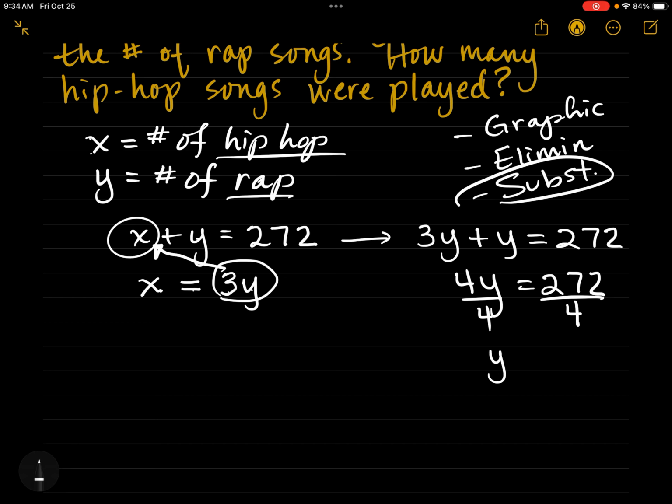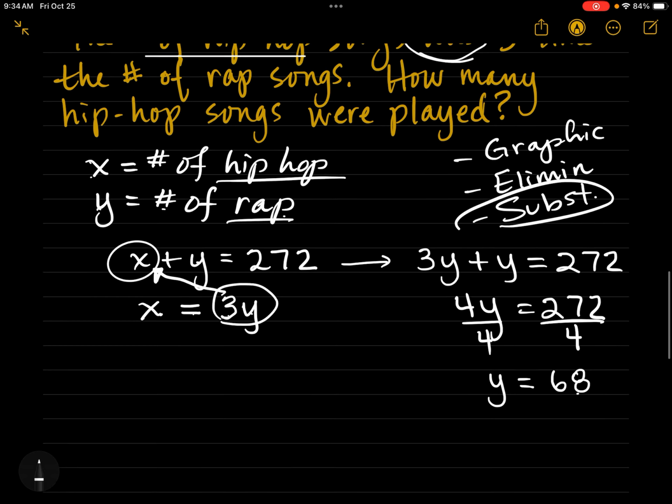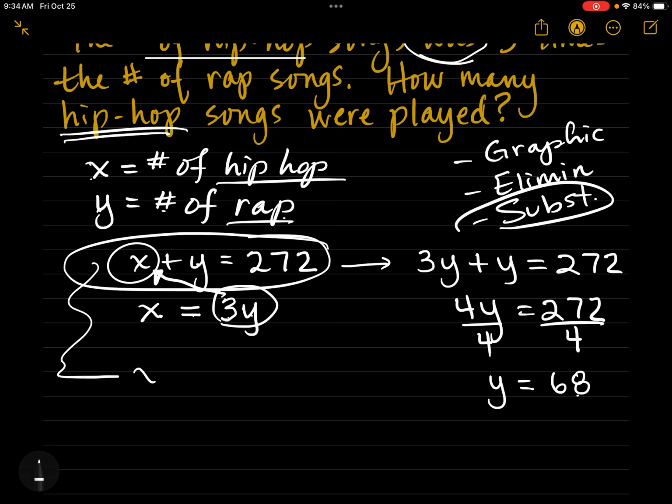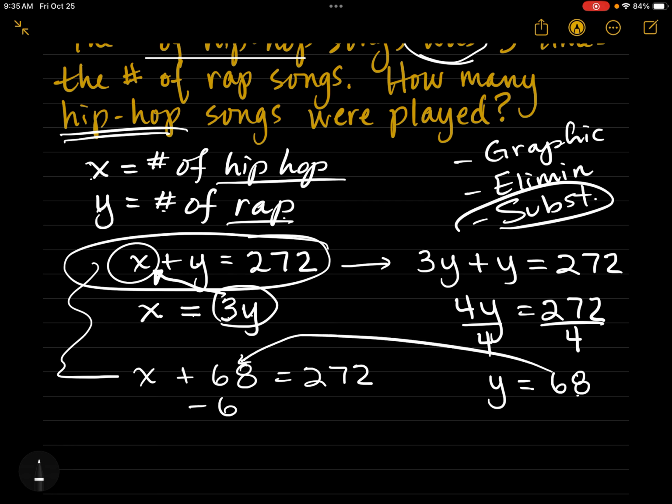That gives me 68. We can easily punch that in the calculator. But what did Y represent? Y is the number of rap songs. But the question says how many hip hop songs were played. So I can use this original equation, X plus, instead of Y, I'm going to put the 68 in here. And now I can solve for X.